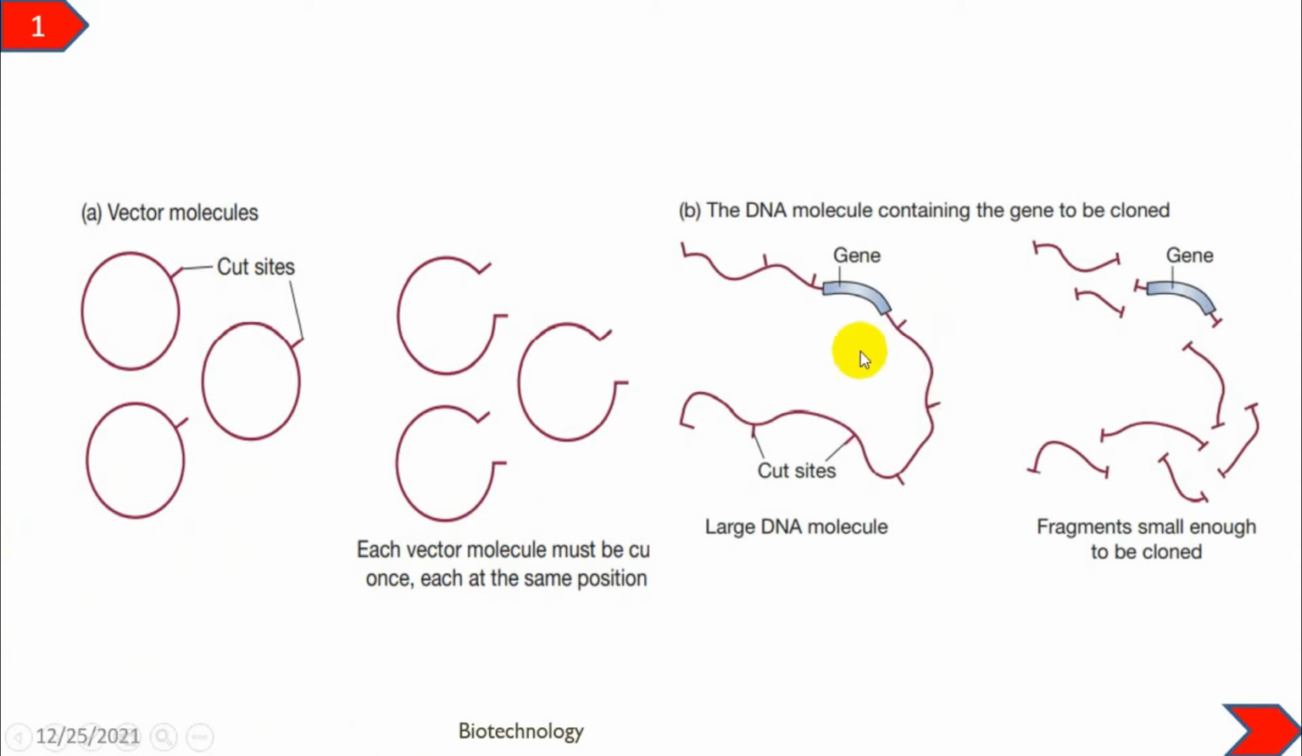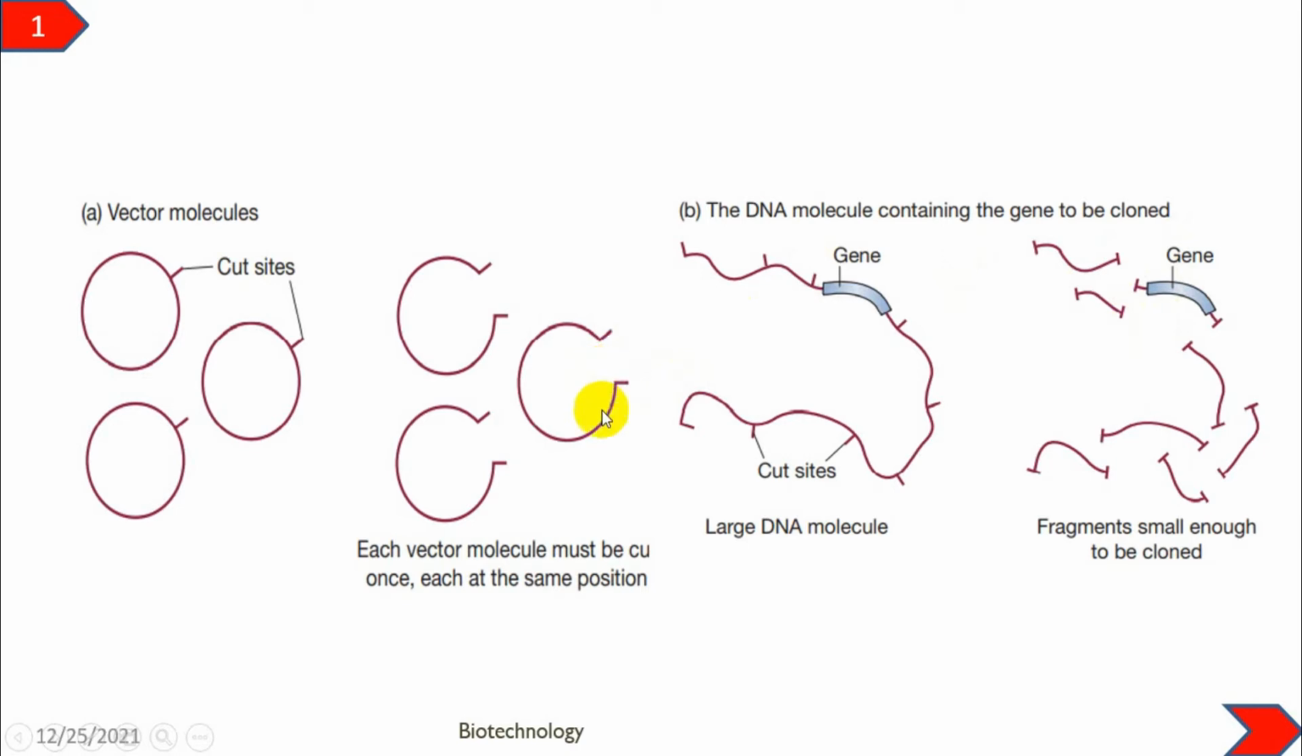In the next step, we will cut our gene of interest which we want to clone. But remember that we will cut this gene with the same restriction endonucleases with which we had cut our vector. For example, our gene of interest is insulin. Once it is cut, now we will ligate this gene into this vector.